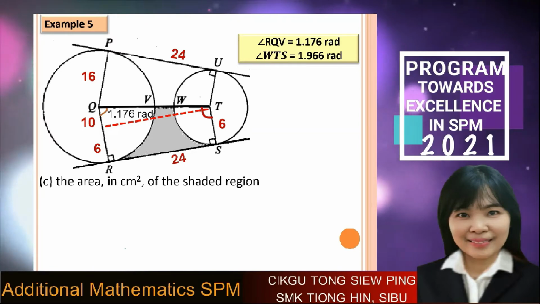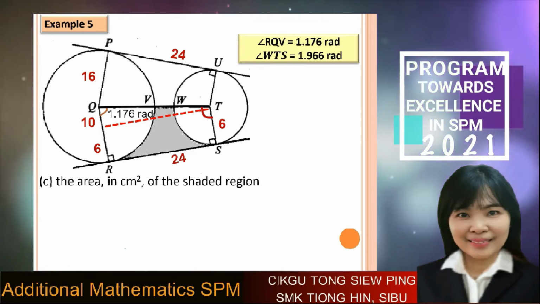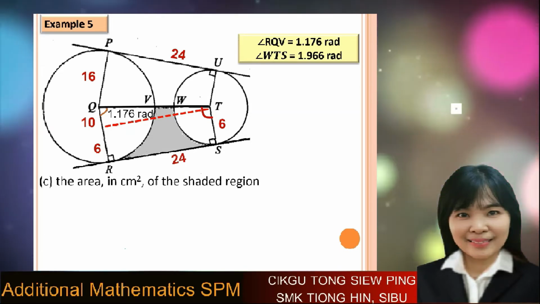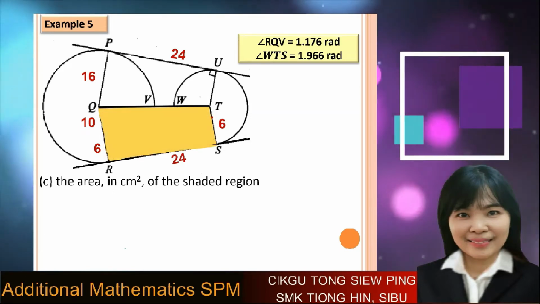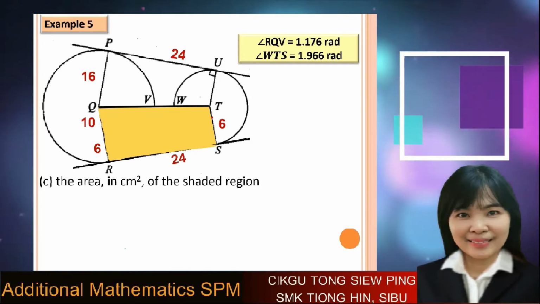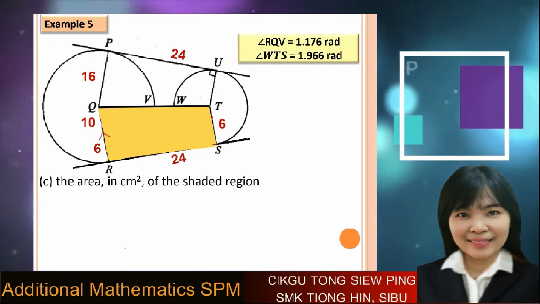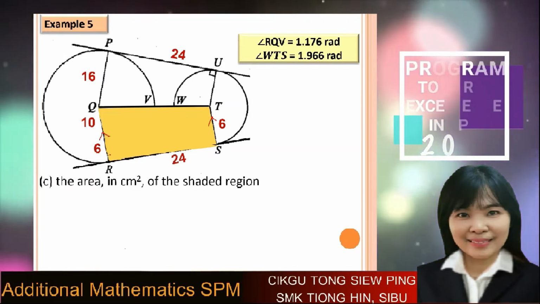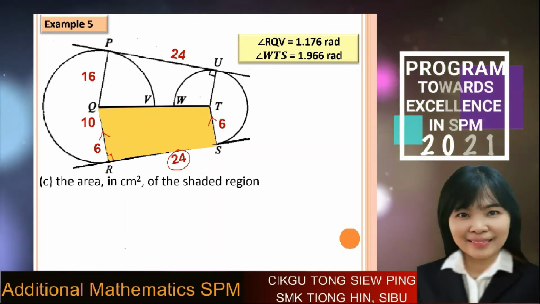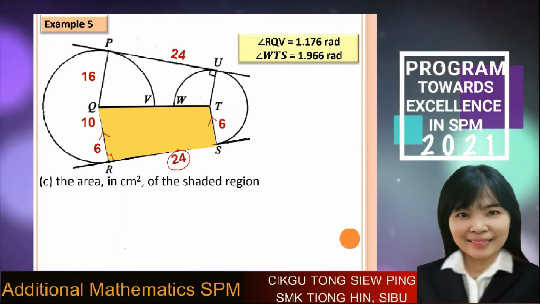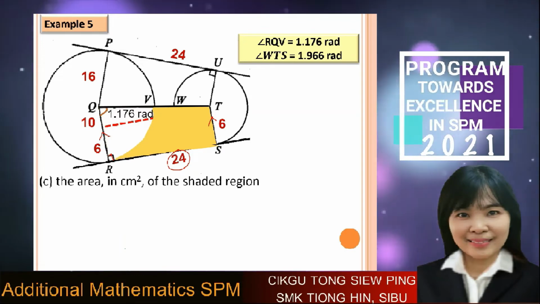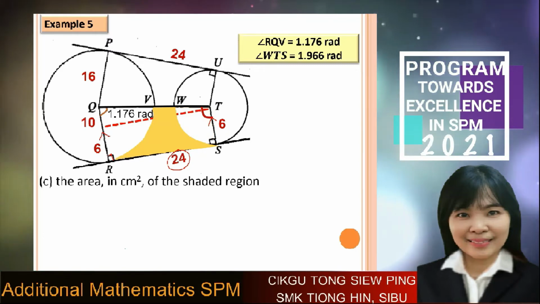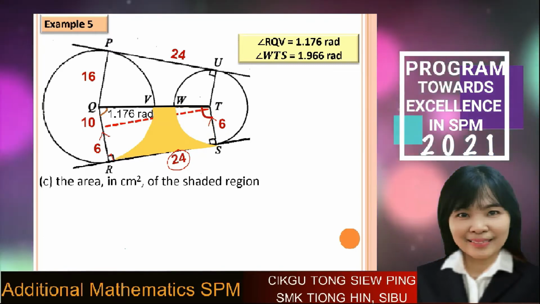Part C. Find the area in centimeter square of the shaded region. How are we going to find this shaded region? We can actually solve it by first looking for the area of this trapezium. The parallel lines of this trapezium are RQ 16 and ST 6, and the height of this trapezium is 24. Then we subtract the sector RQV from the trapezium and the small sector WTS from the trapezium.